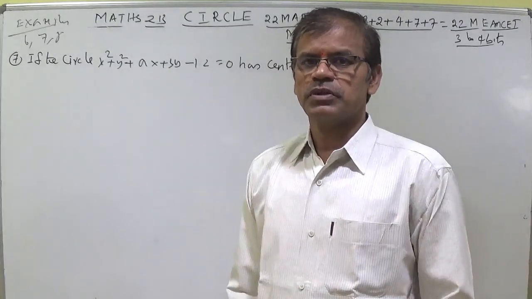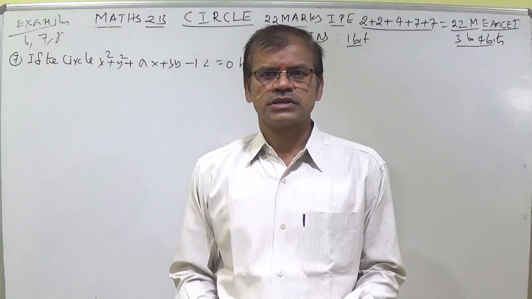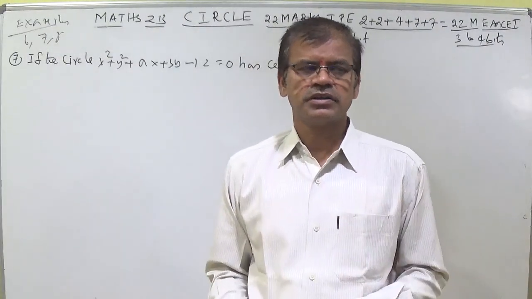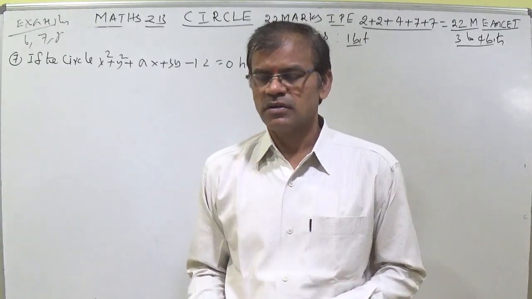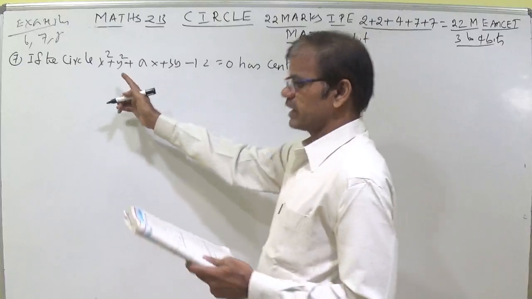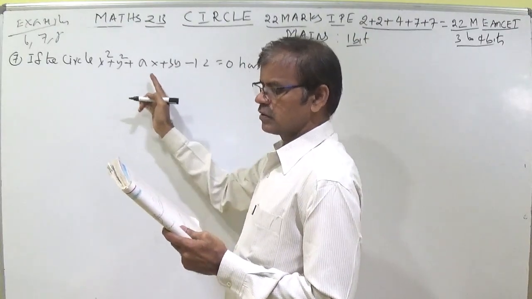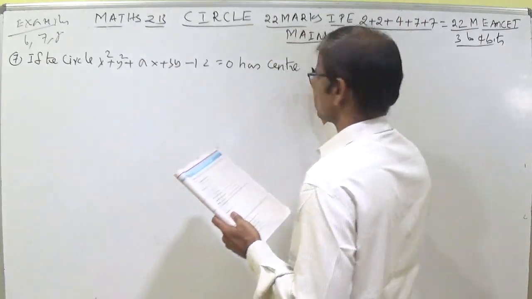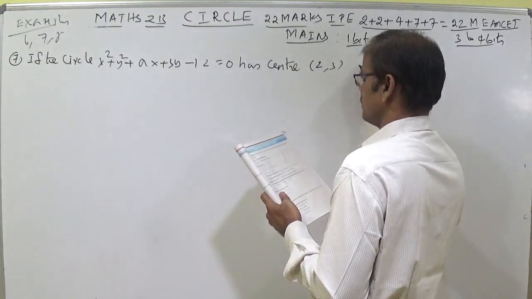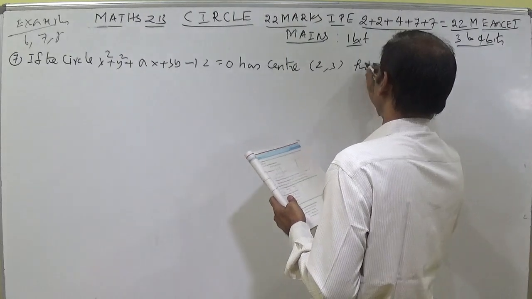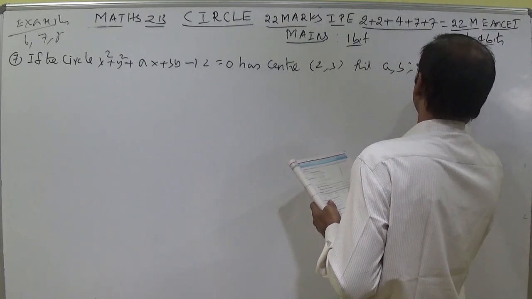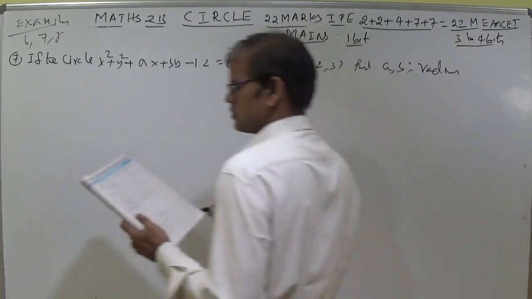Students, in the previous class we discussed 6 questions, some theory, and 6 examples. Now let us continue with 7 and 8. If the circle x square plus y square plus ax plus by minus 12 equal to 0 has a center at (2, 3), find a, b and radius.